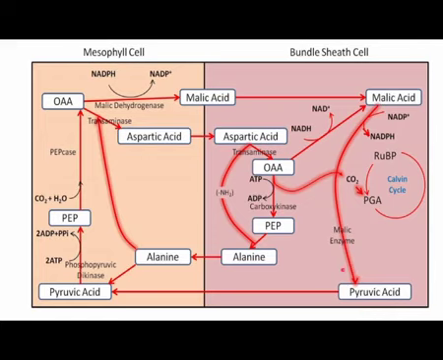So, the malic acid is converted into pyruvic acid, and in this process the CO2 is released. This reaction is catalyzed by malic enzyme, and in this reaction a molecule of NADH is produced. The malic acid is converted into pyruvate with the help of malic enzyme, carbon dioxide is produced, and one molecule of NAD plus is converted into NADH. As soon as the pyruvic acid is formed, it is transported back to the mesophyll cell, and there it is converted into phosphoenol pyruvate.